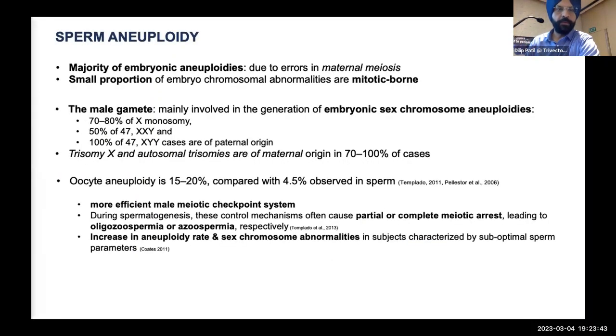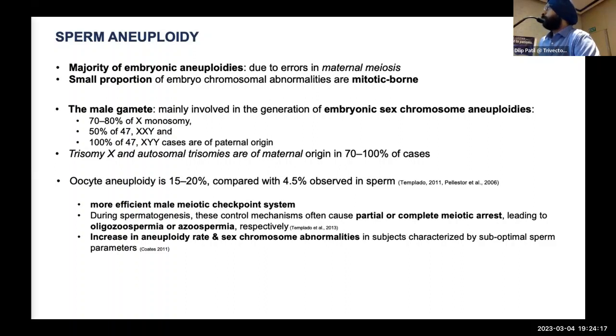Sperm aneuploidy: the majority of aneuploidies are due to errors in maternal meiosis. A very small proportion of embryonic chromosomal anomalies are mitotic in origin. If you look at the male gamete anomalies, 70 to 80% of X monosomy, 50% of 47,XXY, and almost 100% of 47,XYY are paternal in origin, whereas almost 70 to 100% of trisomy X and autosomal trisomies are maternal in origin. So why is oocyte aneuploidy more compared to sperm?